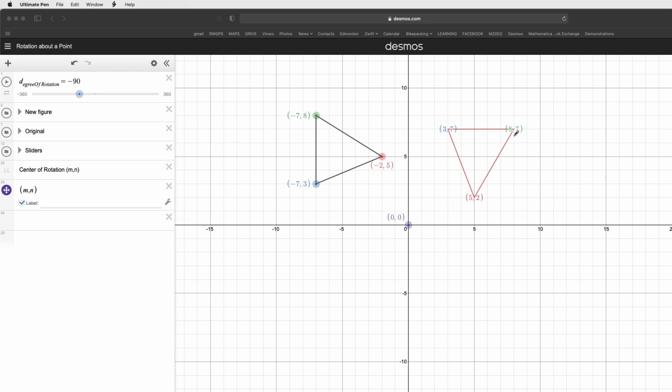And if I look at this one, so I'm going to delete that, and now look at -7, 8, and it would make sense that it goes with the 8, 7. And I'm going to make this a little bit more clear. If I connect up this point and connect it up to the corresponding point, you can see there is our 90-degree angle, and it's a clockwise rotation.